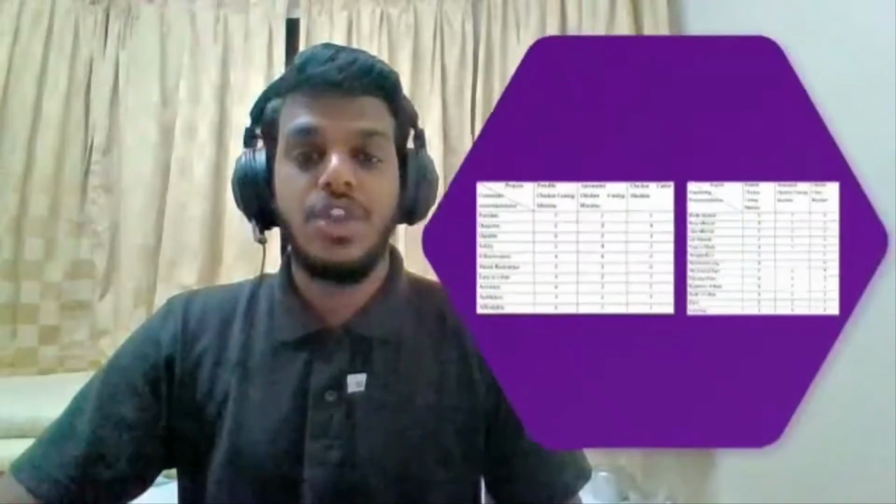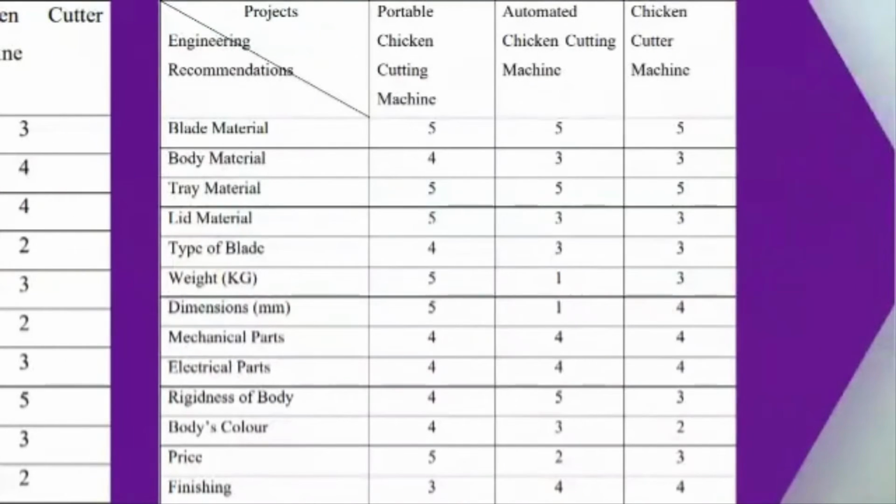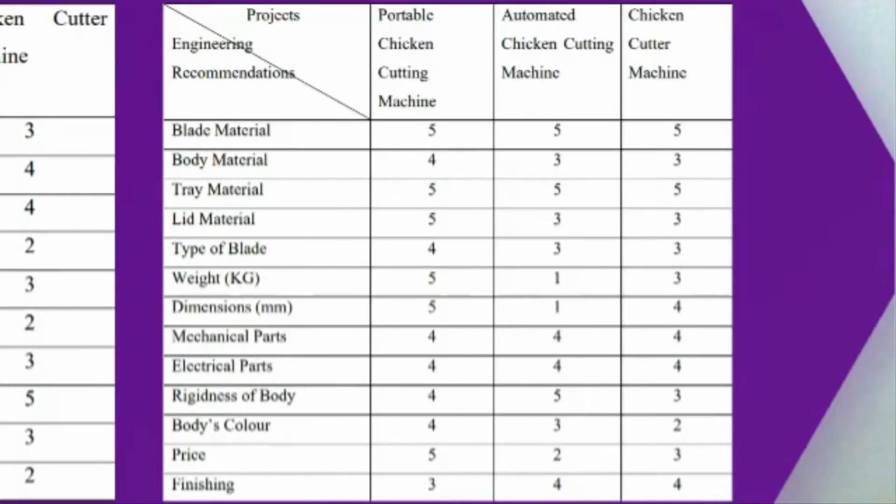Moving on to the HOQ. Based on the customer requirements, we found that the portable chicken cutting machine has a very high rating in portability, hygiene, safety, shock resistance, and aesthetics compared to the automated chicken cutting machine and the chicken cutter machine. As for the engineering requirements, this also shows that the portable chicken cutting machine has a very high rating compared to the automated chicken cutting machine and the chicken cutter machine in all the materials used and built.